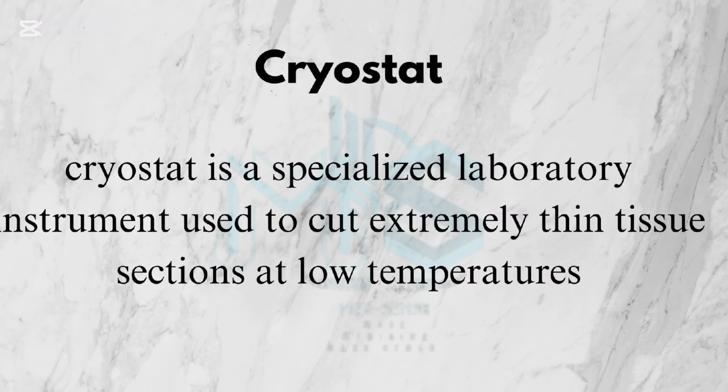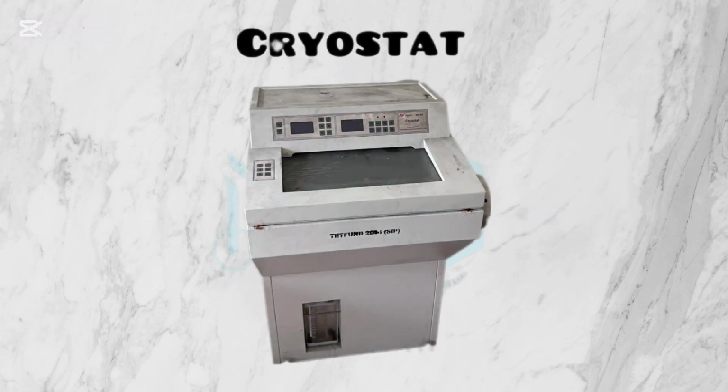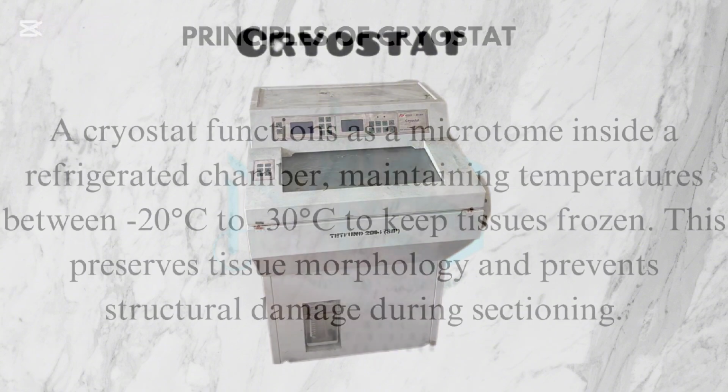A cryostat. A cryostat is a specialized laboratory instrument used to cut extremely thin tissue sections at low temperatures. Now, emphasis on extremely thin tissue sections. Now, this is the picture of a cryostat. It's necessary you know what the machine looks like as well.